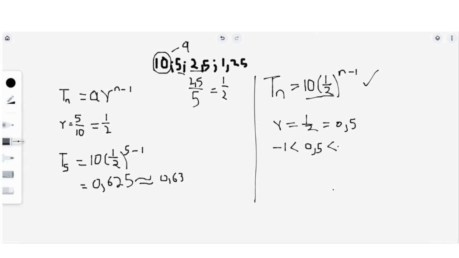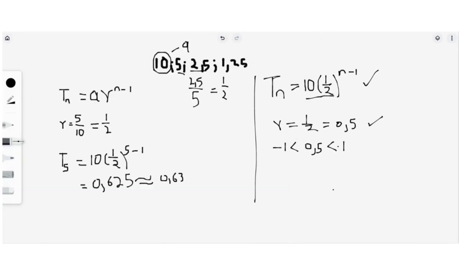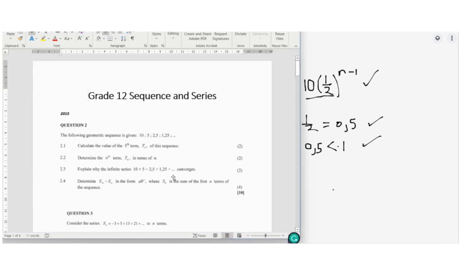Remember, if it's not within this interval, then it's divergent. If we had found it to be greater than 1 or less than -1, then we were going to say it's divergent, it's not converging. So the answer is that simple. You show them that R is 0.5, which is between -1 and 1, therefore it converges.